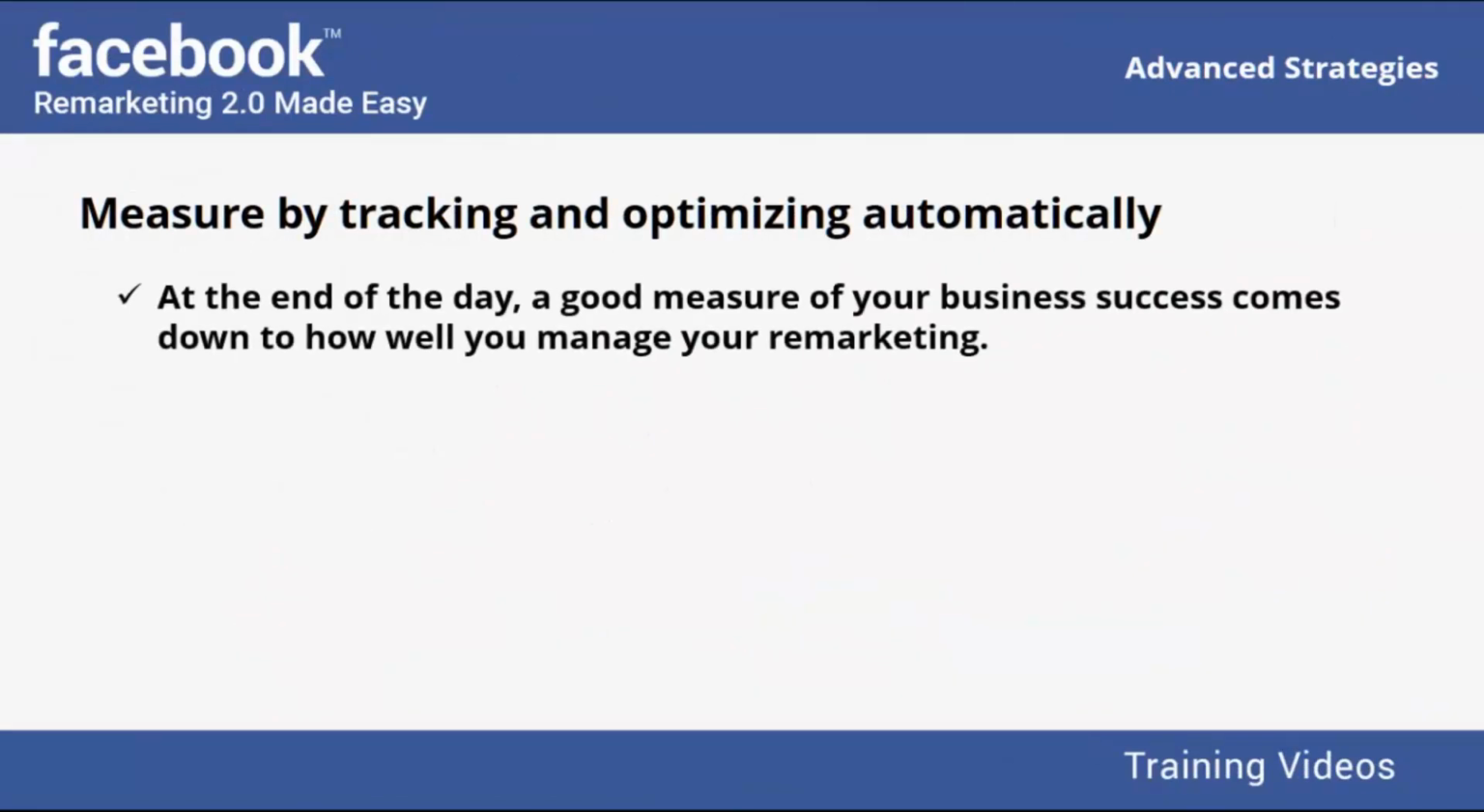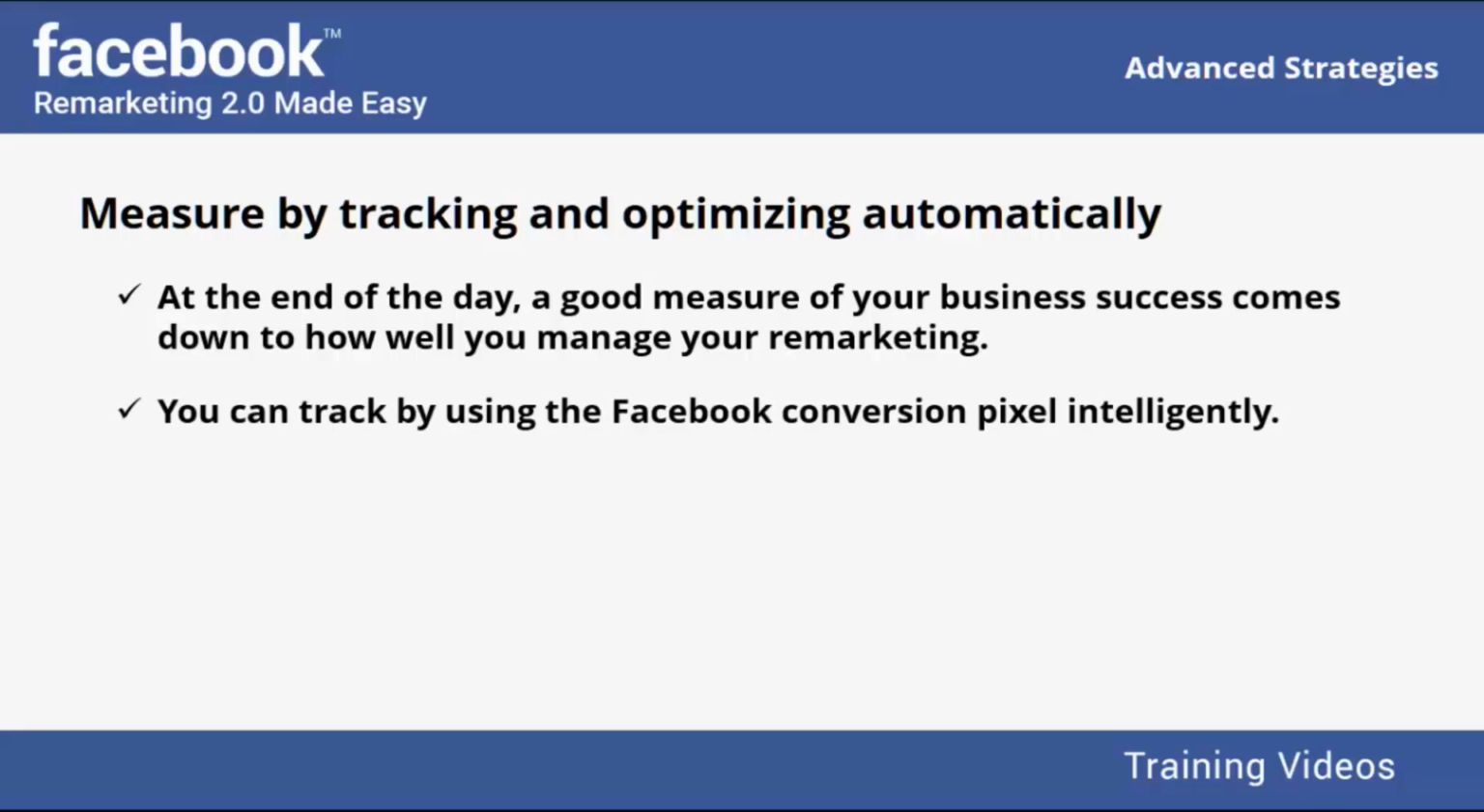At the end of the day, a good measure of your business success comes down to how well you manage your remarketing. Otherwise, there will be no customers to reach. You only get better at remarketing when you learn how to track and optimize. You can track by using the Facebook conversion pixel intelligently. This will let you know how your customers behave on your site, from every trivial click to every purchase they make. A cool advantage of using the Facebook pixel is that it will track your customers on every available device, desktops, smartphones, and tablets. Optimizing after tracking is the key.